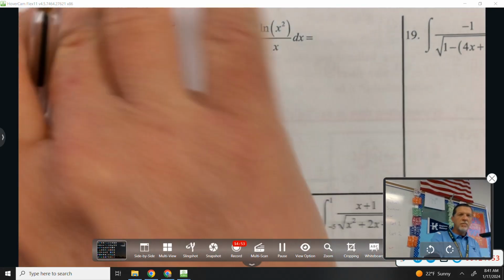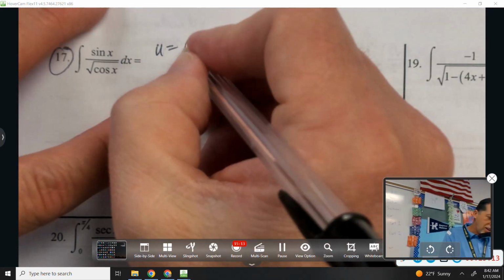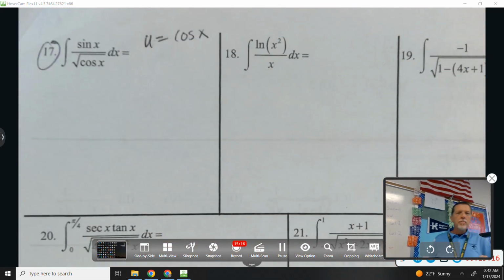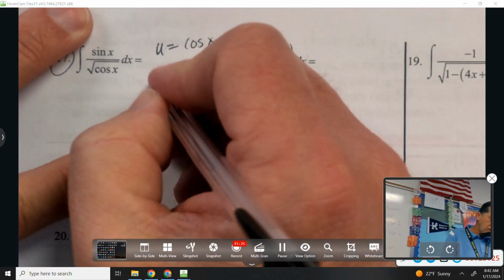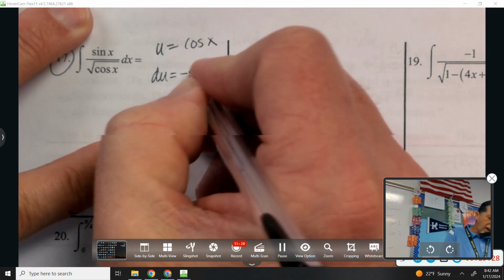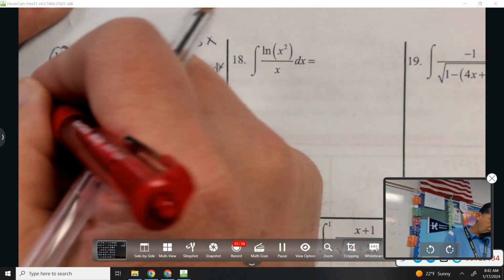17. u is something. What do you think? Why cosine? Why not sine? Right? Because the derivative of one is the other, so in some sense I can make u and du show up. You're right to pick cosine. But what was your reason? Because it's in the square root. Okay, that works. So that should simplify the square root. du then is negative sine of x dx. So not perfect, but not far off. I can fix it with the negative.